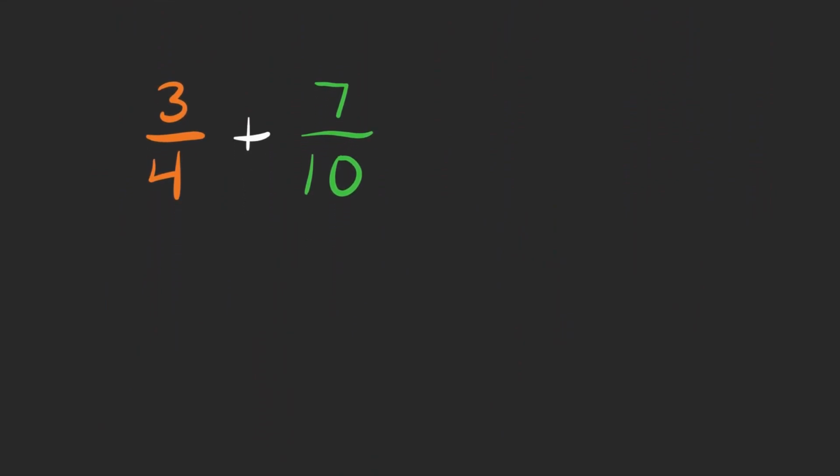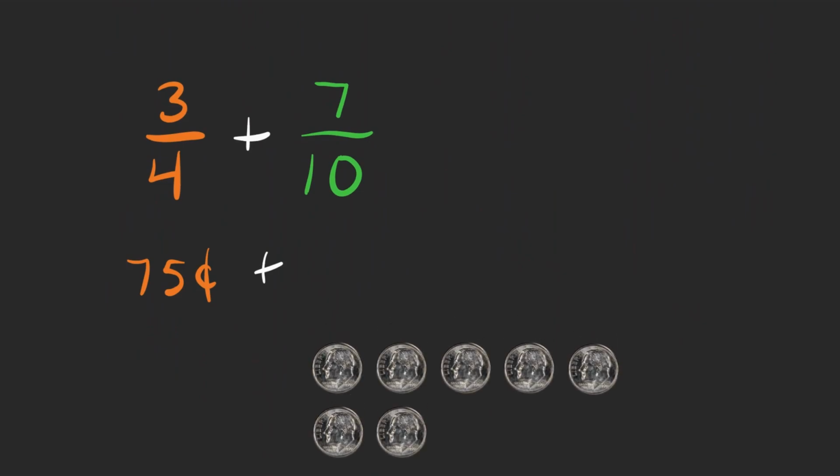3/4 plus 7/10. Now we said 1/4 was 25 cents, and so 3/4 is 75 cents, and you could think about it like 3/4, 25, 50, 75 cents. So 3/4 is 75 cents, and 7/10, well, 1/10 was 10 cents, so 7/10 is 70 cents.